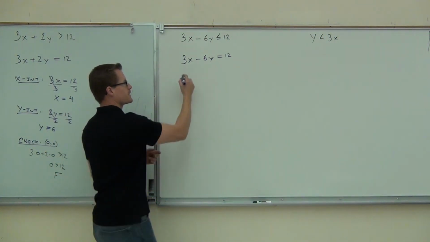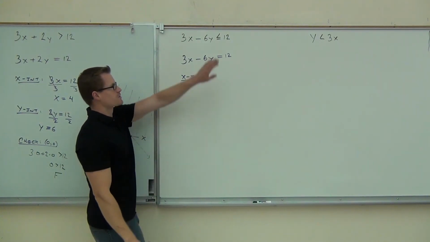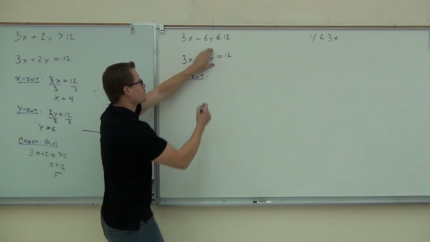So if we want to find the x-intercept, which we'll do first, we're going to cover up the y term. That means we're plugging in y equals 0. That's really what we're doing. We're just going to write the rest.